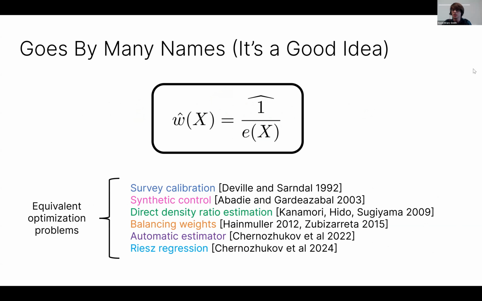This goes by many names. It's been proposed many times in different fields, I think just because it's a good idea. It goes back to the survey calibration literature. In computer science, it's called direct density ratio estimation, balancing weights. And then recently, someone has proposed the name Riesz regression, which I really like. I think I came to this problem from balancing weights, so I've always called it balancing weights. But in retrospect, if I were to write this paper again right now, I'd probably just call it Riesz regression.